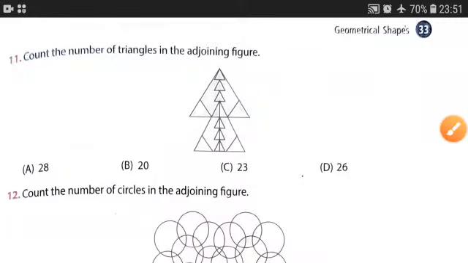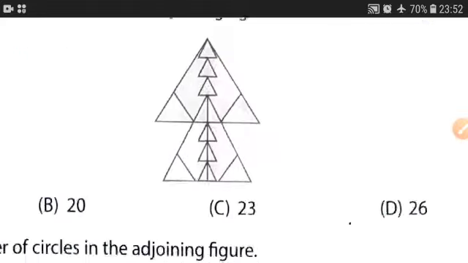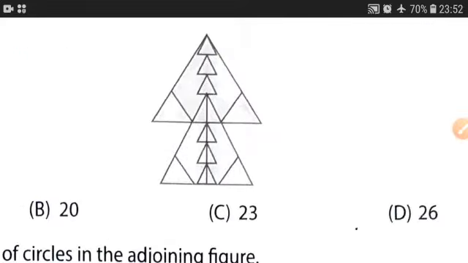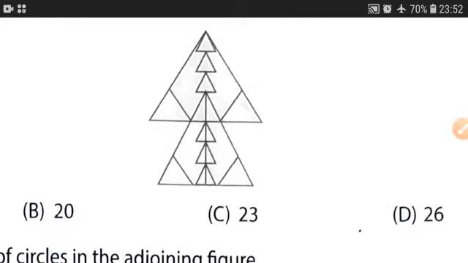Now, starting with question number 11. It is: count the number of triangles in the adjoining figure. So these are some kind of adjoining figure in which we have different triangles. Okay, we have to count the number of triangles.